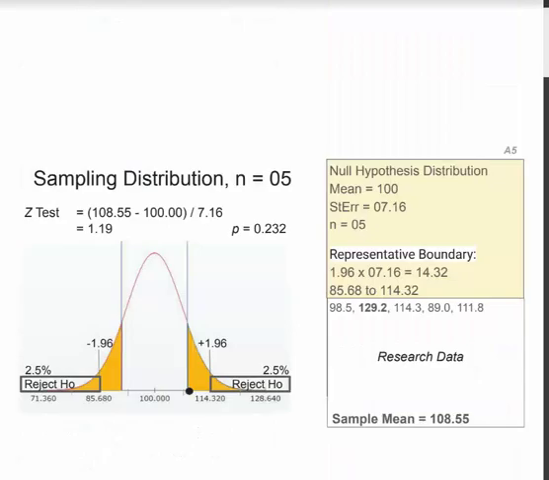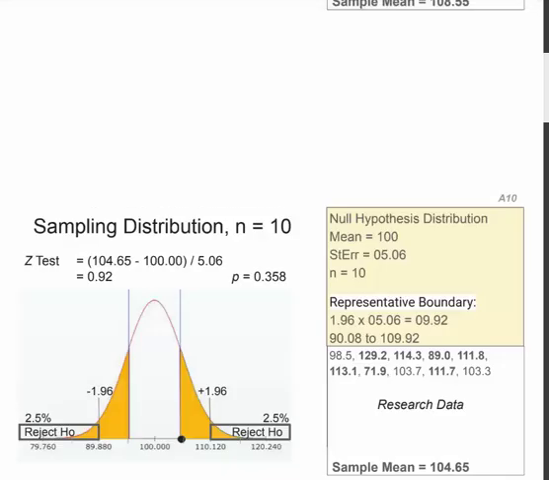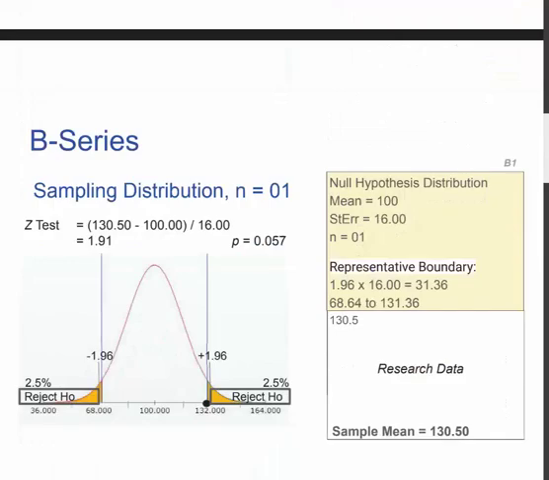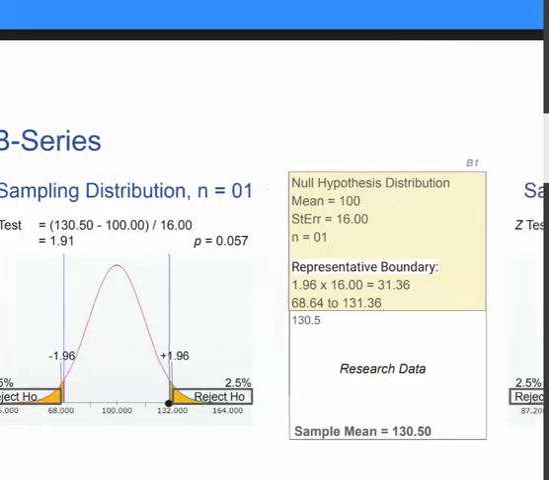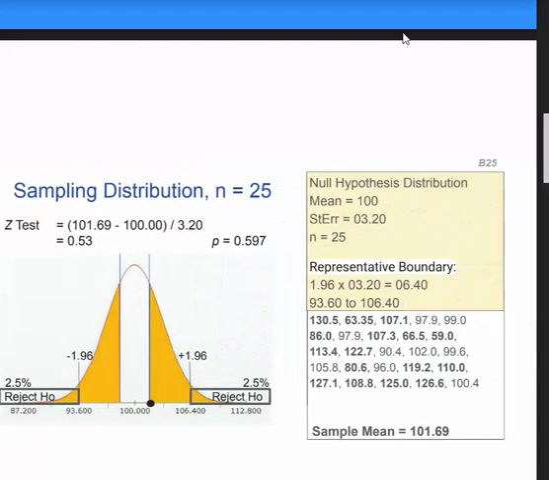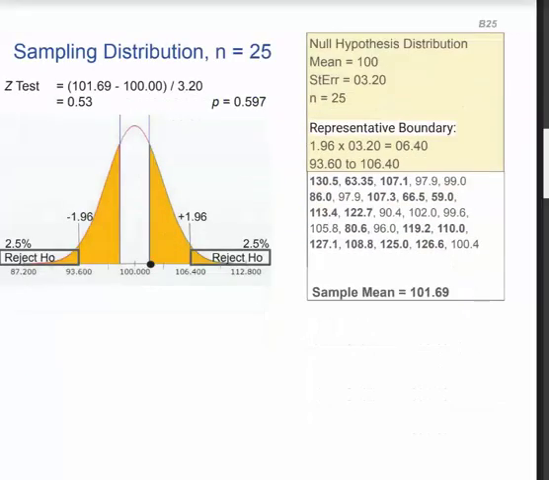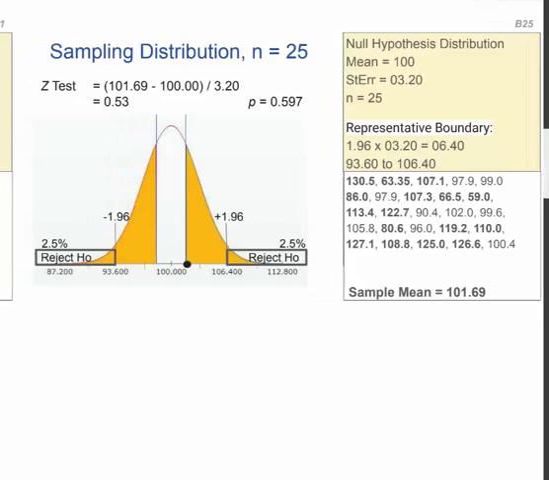Coming back up, let's see, right here, and going over. So for a sample size of 25, again, we're seeing that the sample mean is not in the reject zone. The z-test is still too close to where we would expect the population mean to be. The sample mean is only like half a standard error above the mean, and our p-value is way bigger than 0.05.